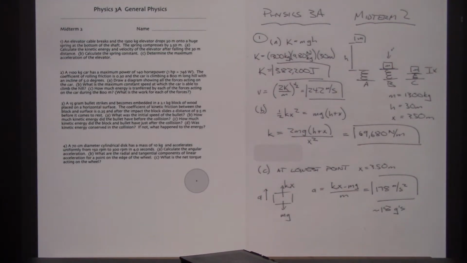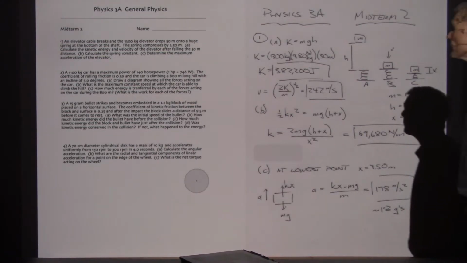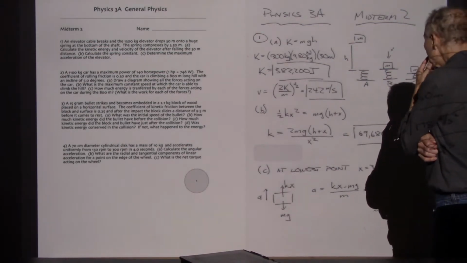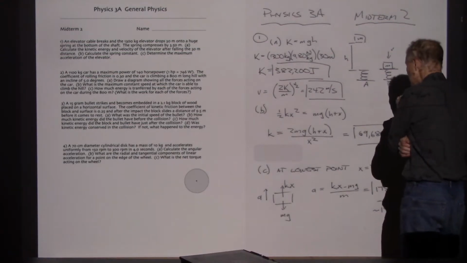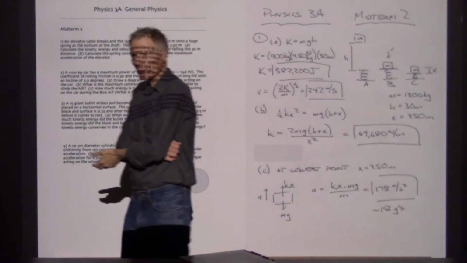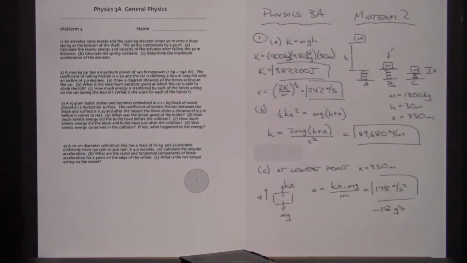So I did a couple lines of algebra, put the numbers in. It looks like the k value is coming in right around 70,000 newtons per meter. So 69,680 newtons per meter is the spring constant for that. And that's what they wanted us to calculate. Now, the next question they ask is, what's the largest acceleration that the elevator experiences? And we have to decide, well, what point are we looking at?